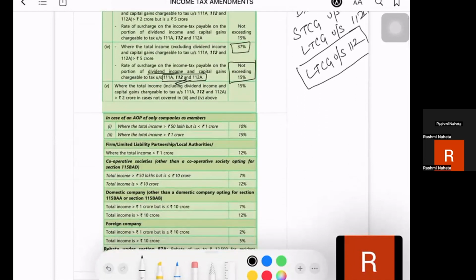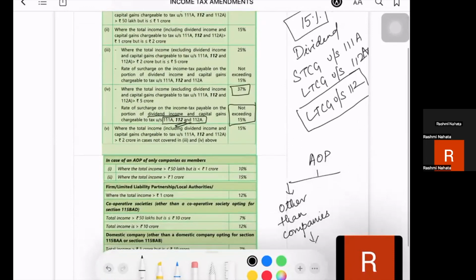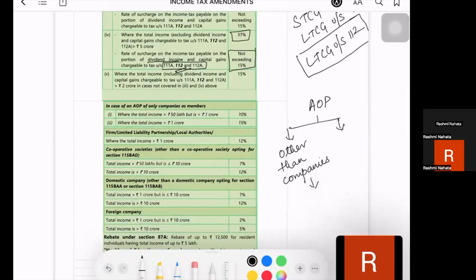In the case of AOP, now there is a small change even here. If the members happen to be other than companies, then a similar rate of surcharge as that of an individual shall apply, the regular rate. But if the members are only companies, in that case, the surcharge rate shall be as follows. If it is exceeding 50 lakhs but less than 1 crore, 10%, and if it is more than 1 crore, 15%.